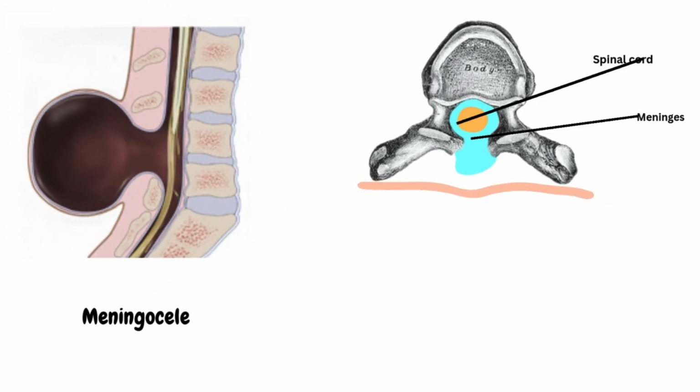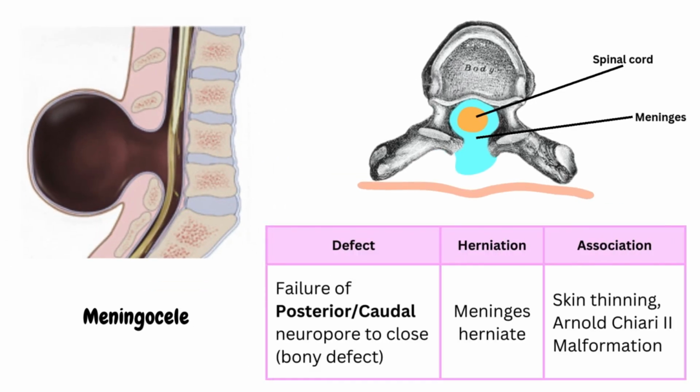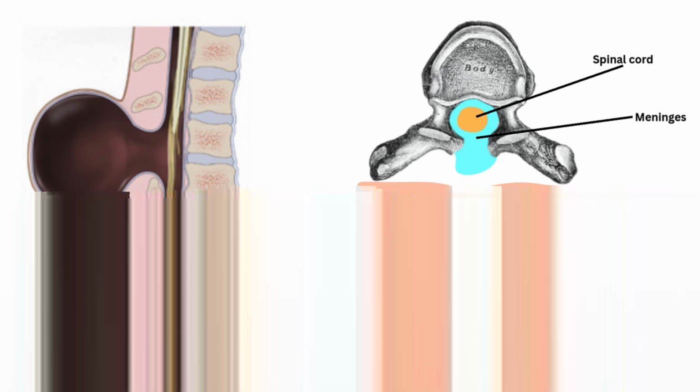Next, we have the meningocele. In the meningocele, there is a failure of the posterior or caudal neuropore to close, resulting in a bony defect. In this case, only the meninges herniate. It is associated with skin thinning and Arnold-Chiari-2 malformation.